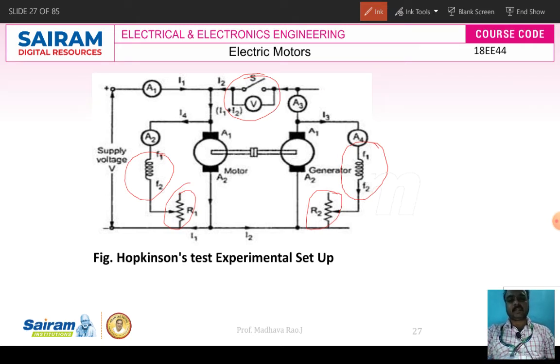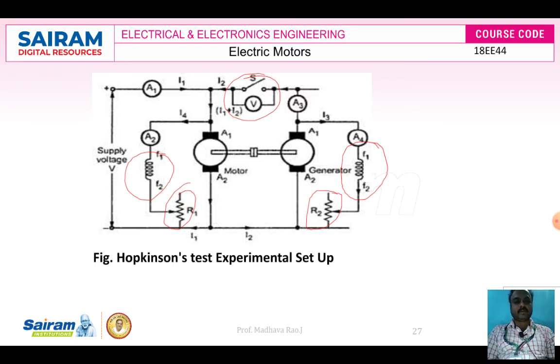So we will calculate the field current of motor and generator, line current of motor and generator, and using the field currents we are calculating the efficiency of motor and efficiency of generator. So using this method, we can calculate the efficiency of motor and generator at a time.